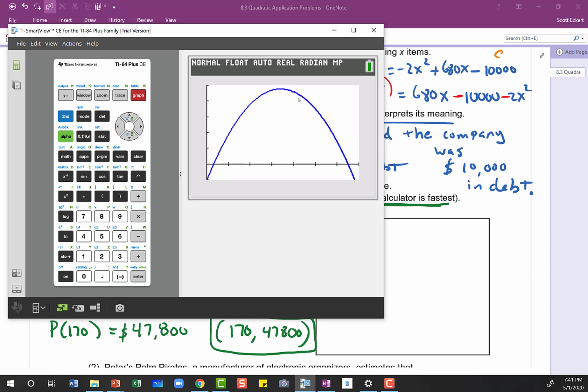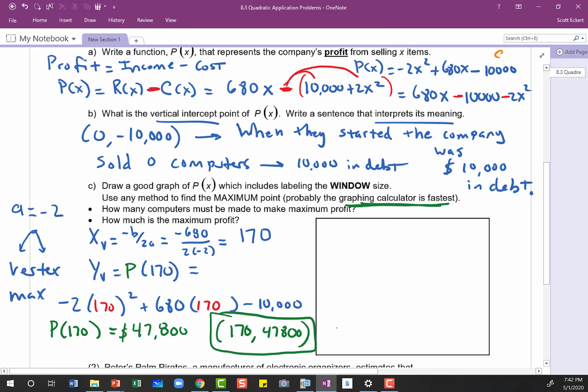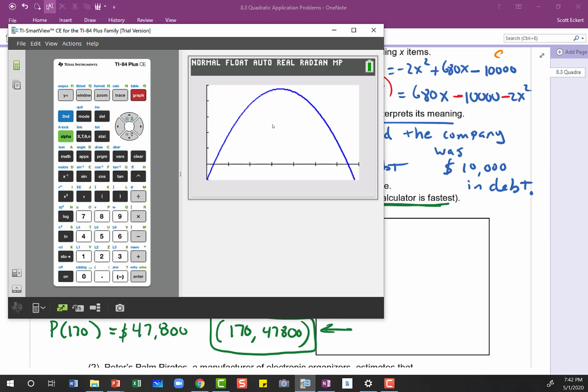Now, since we have the maximum up here at the top and we have it in the calculator, it might be a good idea to check our algebra, because down here we have the algebra showing that it was 170 and 47,800. So let's let the calculator first of all check that. Make sure our algebra is good.